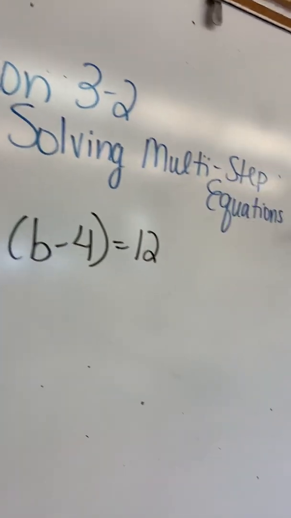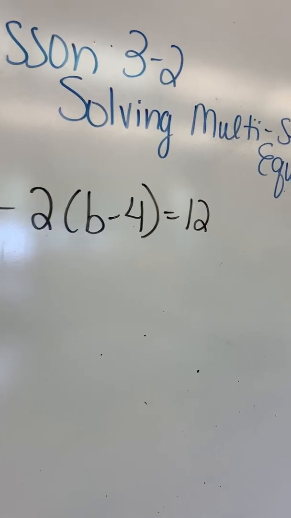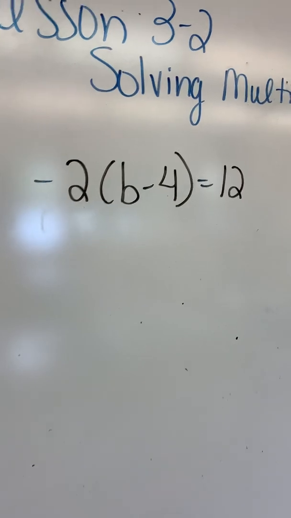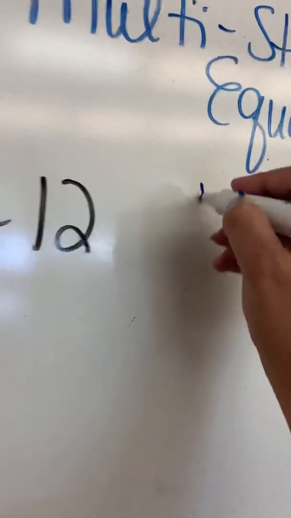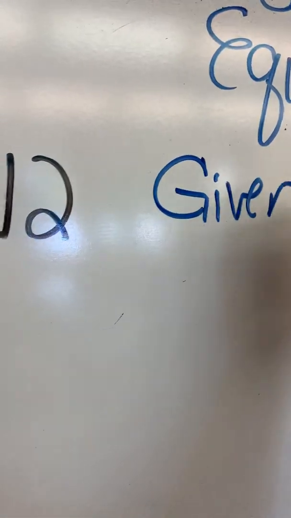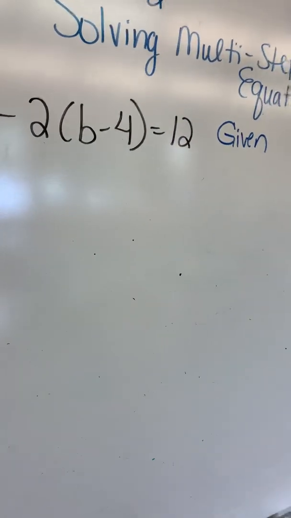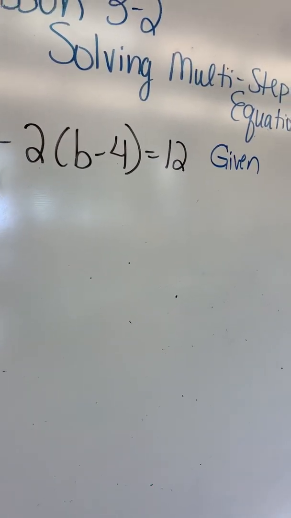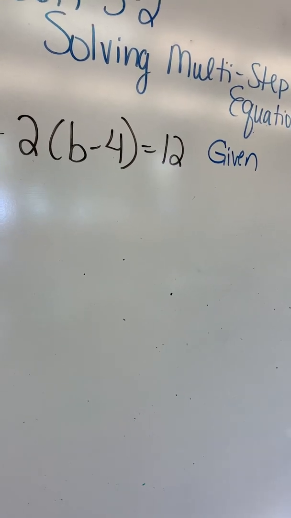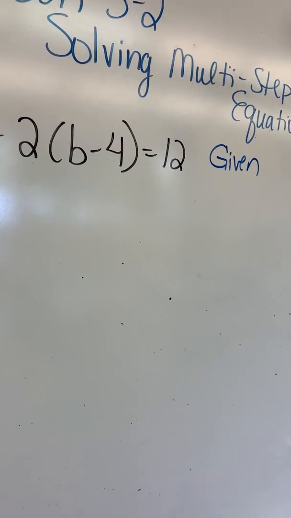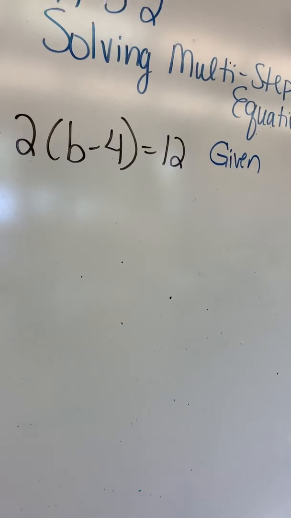Lesson 3-2, solving multi-step equations. So now we're dealing with more than one step. First thing, make sure you write down your given. Okay, get that given down. Now, these type of equations, you can go one of two ways. You can distribute, or you can divide by the -2.